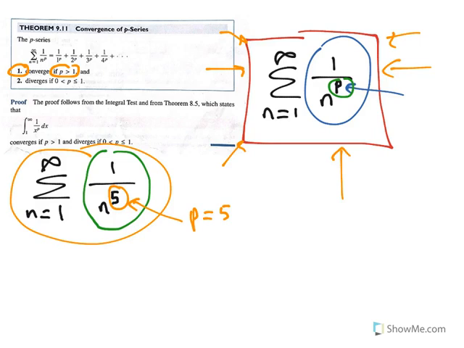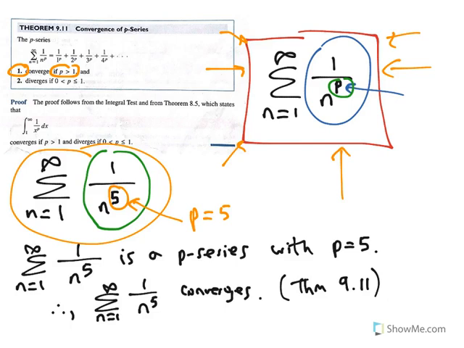And that's all you've got to do. And this is enough. So you're going to cite the theorem to state that this P series converges. So all you have to do is state that you have a P series, state what the P value is, and then state your conclusion that the P series converges by Theorem 9.11, since P is greater than 1.